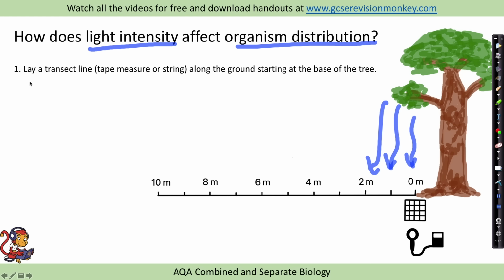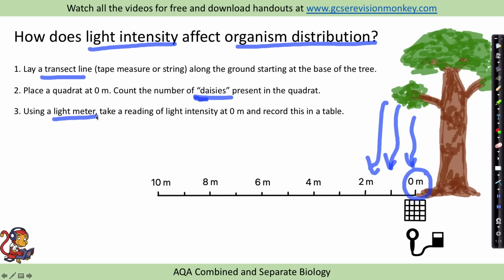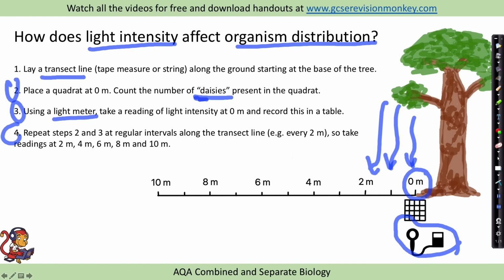So what we do is we'd lay a transect line, this could be a tape measure or some string, along the ground starting at the base of the tree. We would place a quadrat at the 0 metres mark and count the number of organisms, so for example daisies, or it could be something else that you're looking at, present in the quadrat. We would use a light meter to take a recording of the light intensity and record this in a table. We then repeat steps 2 and 3 at regular intervals along the transect line, for example every 2 metres.